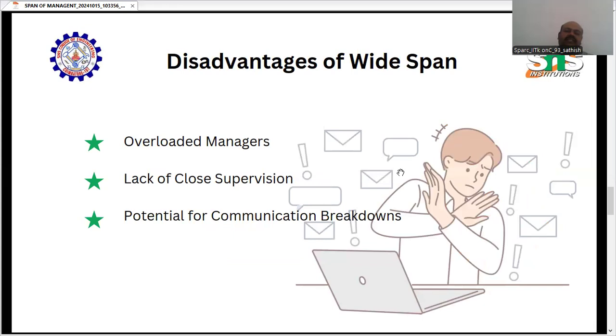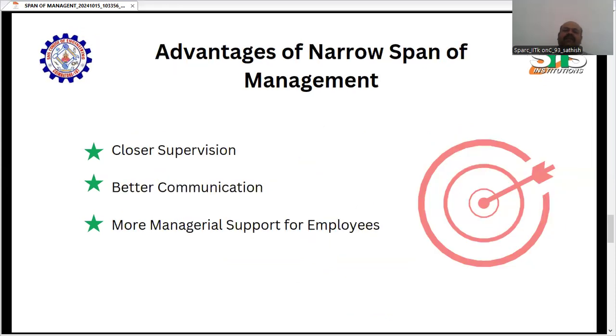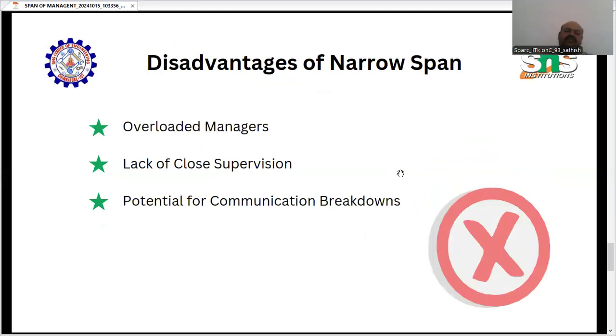What are the disadvantages? Overloaded managers, lack of close supervision, potential for communication breakdowns. These are certain disadvantages of wide span management. And the advantages of narrow span management are the opposite of wide span. That is closer supervision, better communication, more managerial support for employees. These are the advantages of narrow span, and we still have disadvantages, that is overloaded managers, lack of close supervision, potential for communication breakdowns.